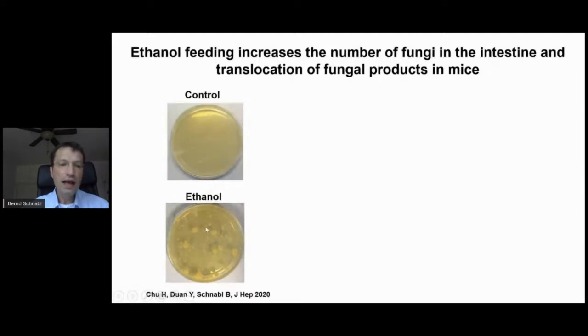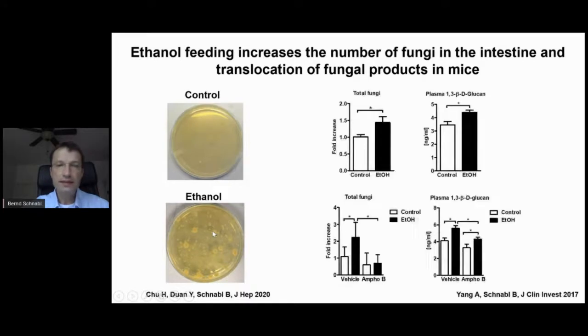And then if you feed them alcohol, all of a sudden you get this overgrowth of fungi in the intestine, in the feces from these mice. We can also quantitate this by culture-independent techniques, by qPCR. You can see that we get this fungal overgrowth in the mice. And then we also have beta-glucan, which is part of the cell wall of many fungi. You can see that beta-glucan is also present in the blood from these mice.